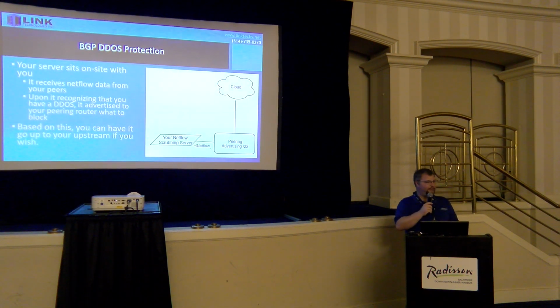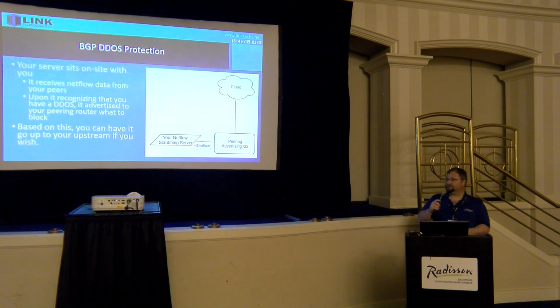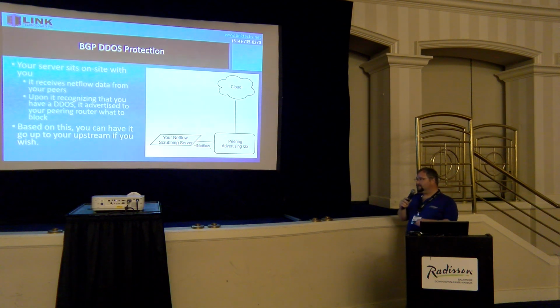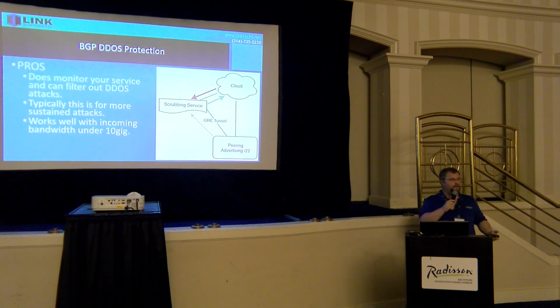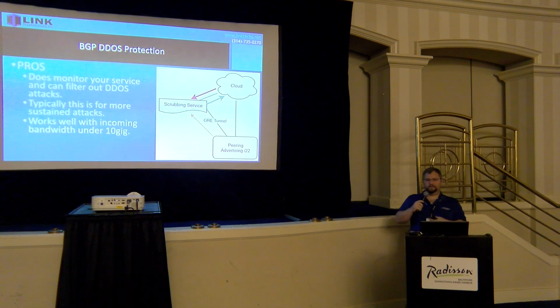This does work. We have done it in the past. You do have to have a decent NetFlow scrubbing server. In other words, it's not going to be a VM typically, because it needs to have enough CPU to analyze all the data. But basically, you're just sending the same data that you would send to a scrubbing provider to a local server, and then that local server issues an individual /32.